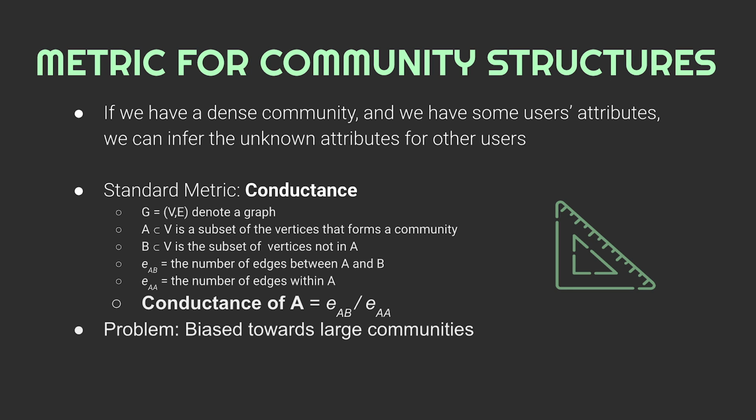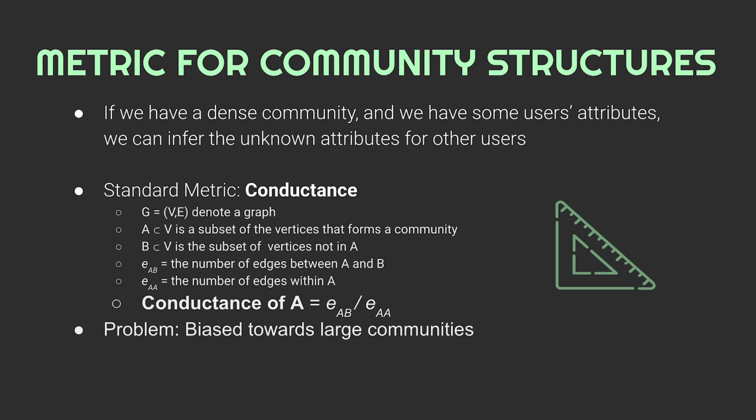EAB is the number of edges between A and B. EAA is the number of edges within A. The conductance of A is EAB over EAA, and this measures the strength of a single community. In this case, a small value means a strong community because this means lots of links within the community, with few links spanning different communities.